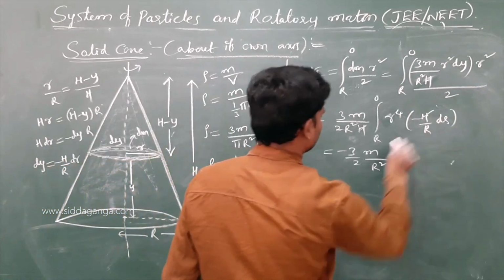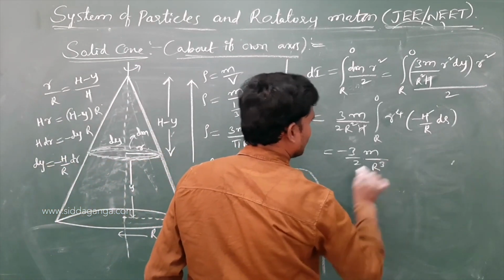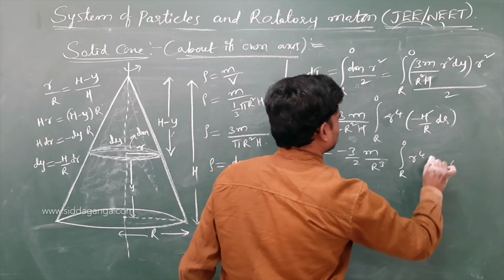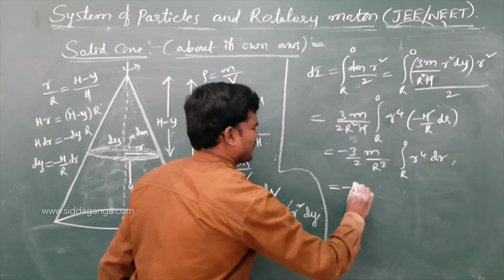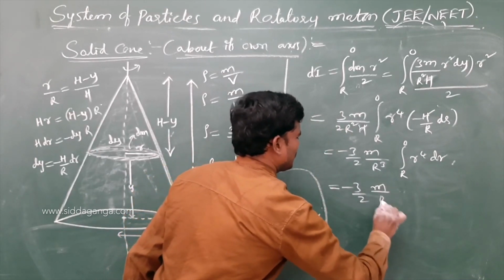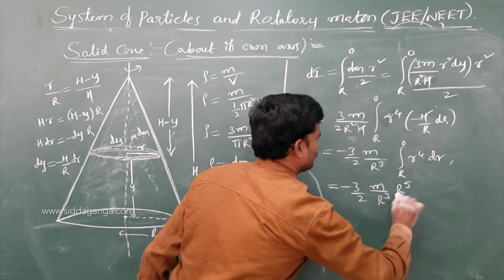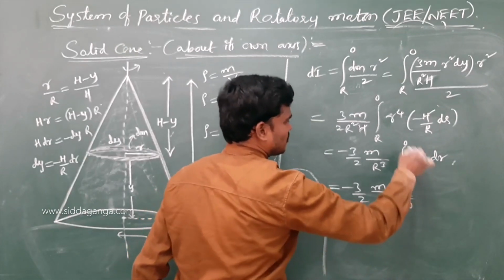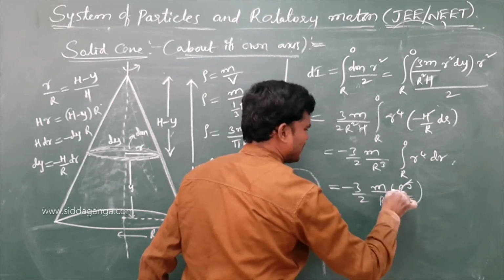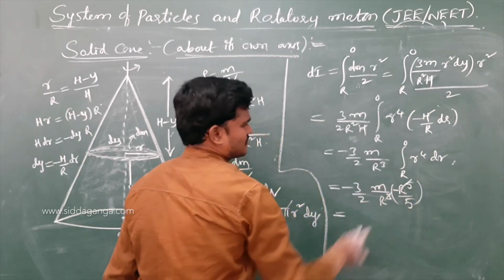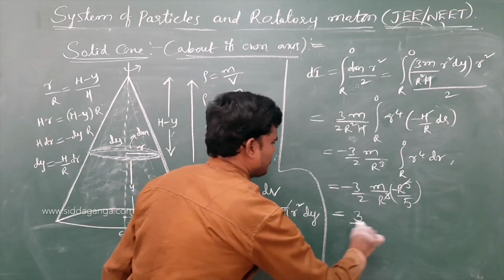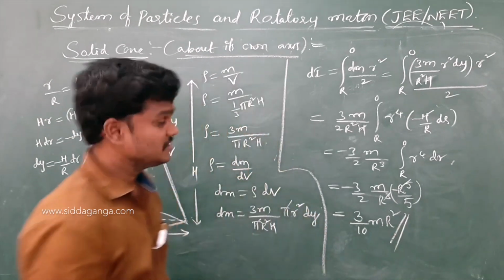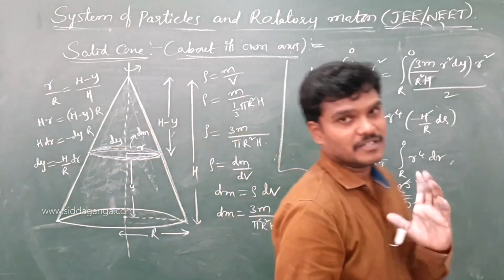H by this, r is there. So r cube, r power 4 dr, minus 3 by 2 m by r cube, r power 5 by 5 after integration. If you substitute the limits r to 0, this one is minus, so minus plus, you will get 3 by 10 m r square. Yeah, this is the required answer: 3 by 10 m r square.